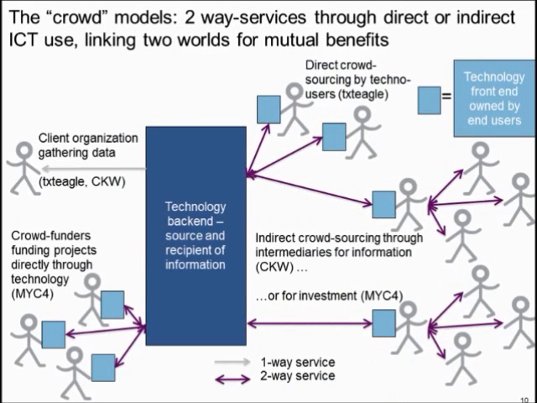And the third model, the crowdsourcing model or the crowdfunding model, there you have really two-way services. So I'll first explain the top line here, where you have, for example, the organization that is gathering the data. That can be TextEagle or the CKW, which is the community knowledge worker. They gather the information, for example, for an organization like the World Bank or the UN, but can also be a large multinational, through a technology backend that sends out questionnaires to the crowdsourcers.